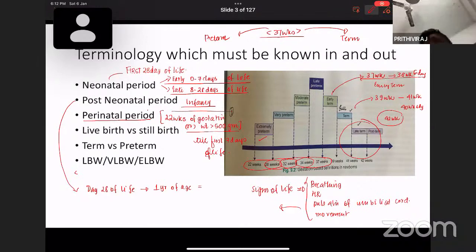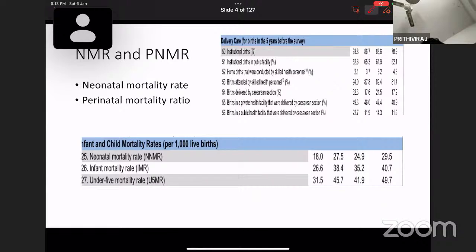So these are a few terminologies which you must know in and out before sitting for your exam, because this is the most basic question you can expect from an examiner, and you should not make any silly mistake in the definitions I have told. As I said, there are two other important ratios, which are also important 2-mark questions. What is NMR? What is PNMR?